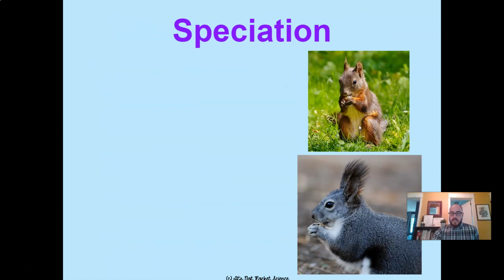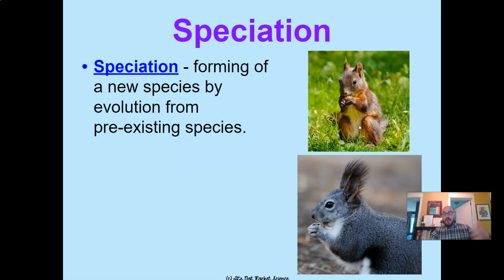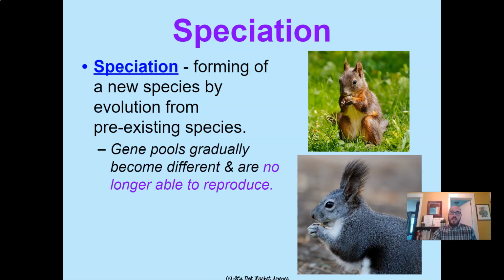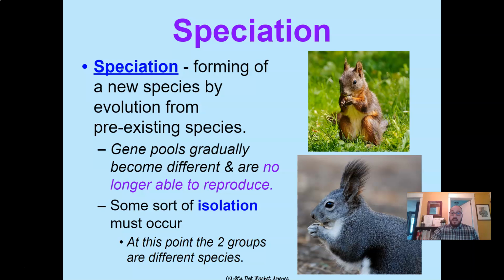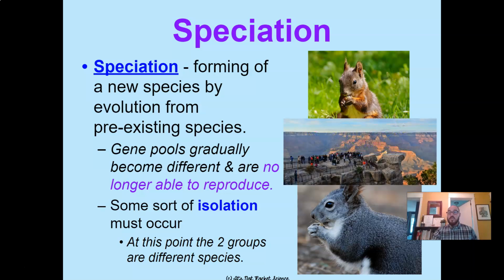All right, so first thing, speciation. This is how we get all of that diversity we have on planet Earth. This is the forming of new species from an existing one. So where you had one, now you have two. This usually happens by gene pools gradually separating, and they're no longer able to reproduce. That can happen in a couple different ways, but usually there's some type of isolation, and that isolation is usually due to a geographic issue.